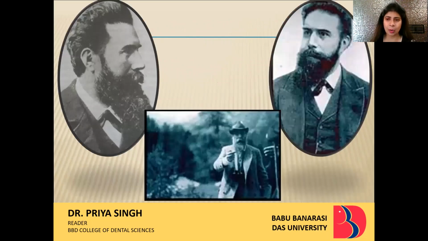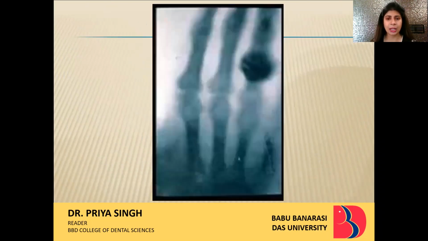And this new form of energy, as you can see in this image of Sir Wilhelm Conrad Roentgen, he called X-ray, because till then it was not identified what actually it was. So this is the first radiograph of Sir Wilhelm Conrad Roentgen's wife's finger, where you can see the wedding ring in the finger. So this is the first radiograph in the history of mankind.